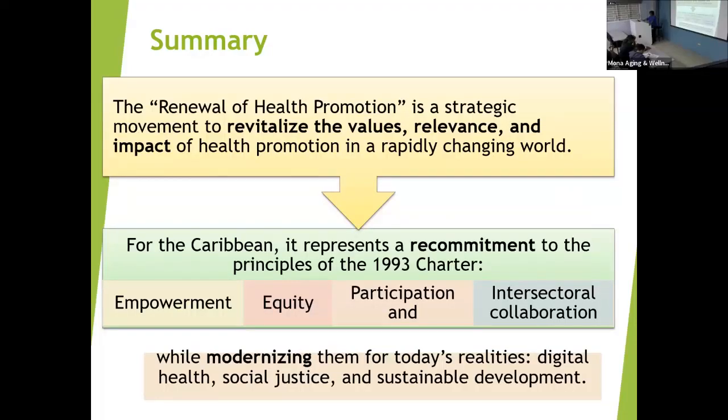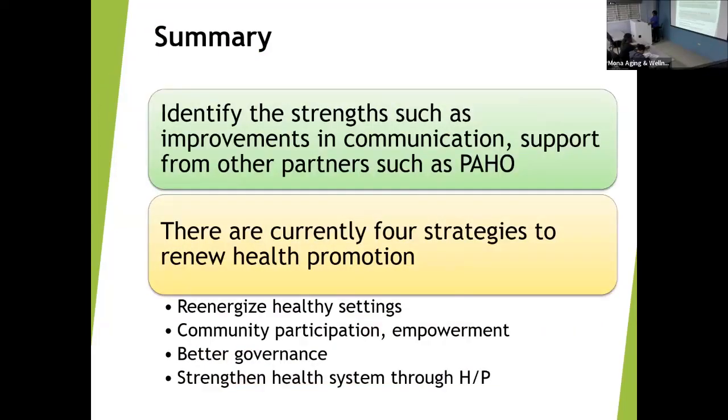And for the Caribbean, it represents a recommitment to the principles of the Caribbean Charter of 1993, where they had focused on empowerment, equity, participation, as well as intersectoral collaborations. And while we are doing all of that, we have to look at the modernization of today's realities, where we are looking at digital health, social justice, and the whole business of the sustainable development goals. So we need to identify the strengths, such as the improvements in communication and the support that we get from our partners, such as PAHO.